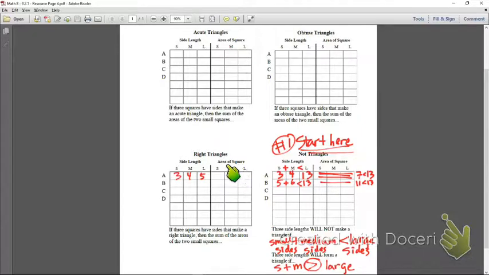Now, area of square. What they want us to do is square the 3, square the 4, square the 5. So 3 squared is 9. 4 squared is 16. 5 squared is 25. Notice that if I sum the 2 together, I'm going to put a big plus sign here, it's going to be equal to the large square. So again, put this down. S plus M equals L. 9 plus 16 equals 25.